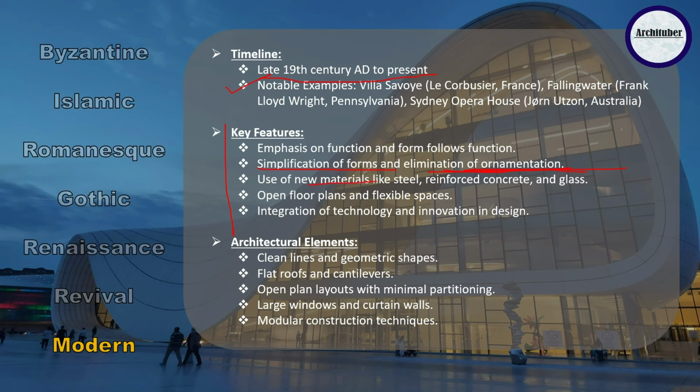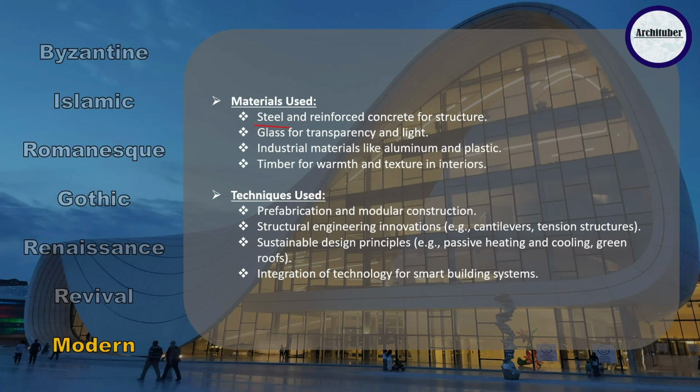Use of new materials like steel, reinforced concrete and glass, open floor plans and flexible spaces, integration of technology and innovation in design. Then discussing architectural elements: clean lines and geometric shapes, flat roofs and cantilevers, open plan layouts with minimal partitioning, large windows and curtain walls. Curtain wall means glass curtain walls. Modular construction techniques. Materials: steel and reinforced concrete for structure, glass for transparency and light, industrial materials like aluminium and plastic, and timber for warmth and texture in interiors.